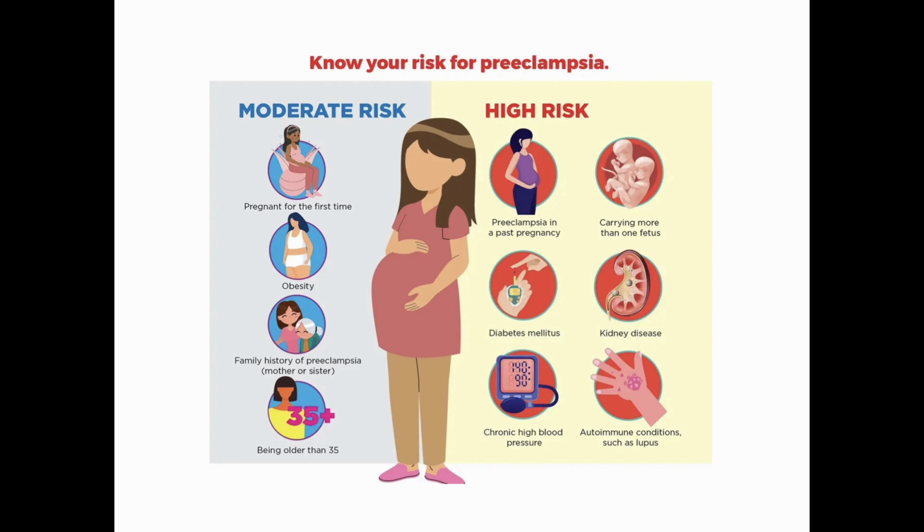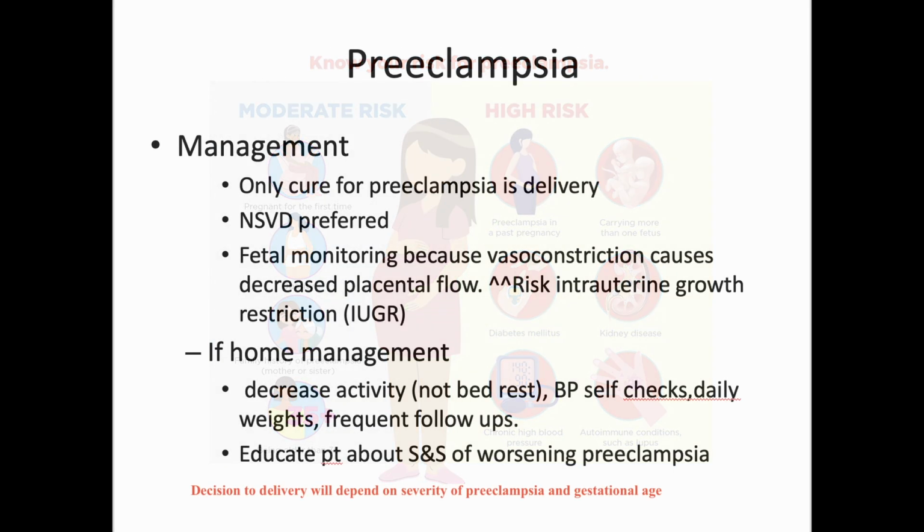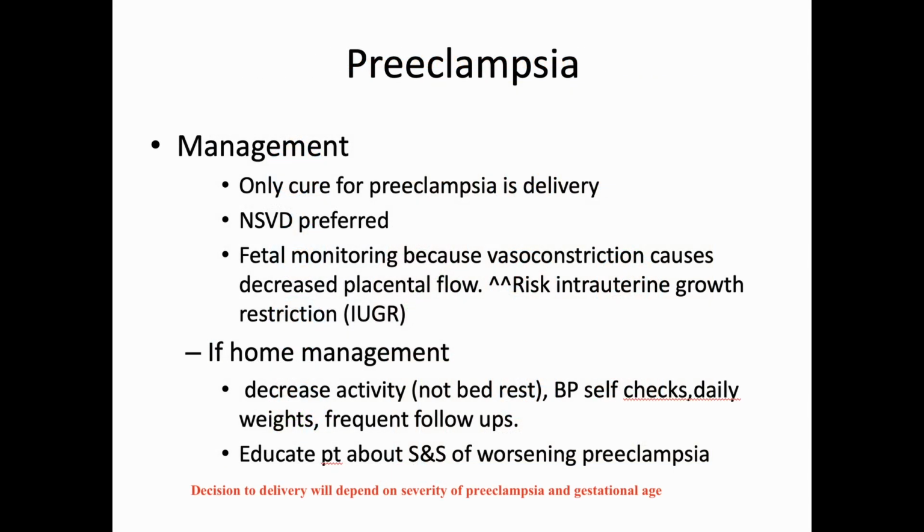So preeclampsia is just sort of our umbrella term. You could have, I don't want to say mild preeclampsia, but that's what we would say in real life. So that's our severe preeclampsia. And for regular preeclampsia, the only cure really is delivery. We can't cure this. We can just try to control it during the pregnancy.